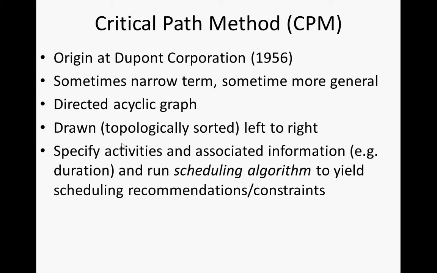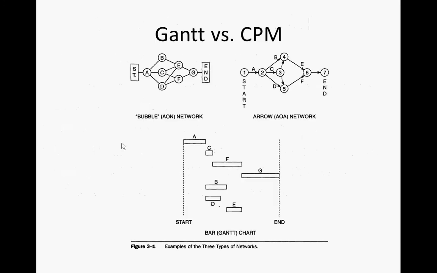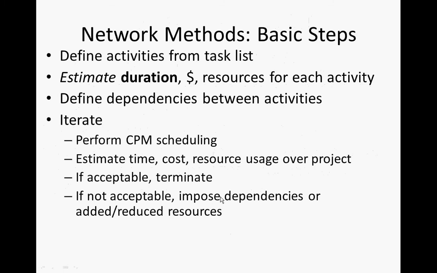Here, what we're doing is we're specifying activities and associated information, most notably duration and dependencies, and we're going to run a scheduling algorithm that will schedule those activities over time for us. It'll tell us when things have to start. Okay. So this is a depiction of a classical Gantt chart showing activities in their periods when they're active. So let's talk about the critical path method and its components. In its simplest form, we basically define activities from some task list, and for each of them, we estimate the duration of that activity.